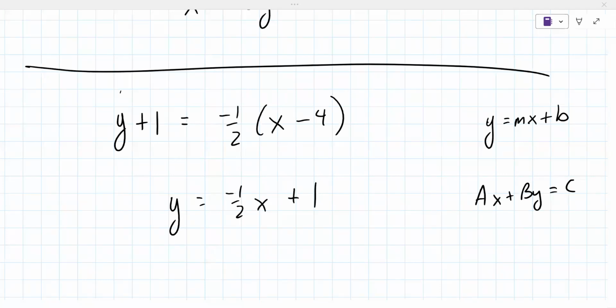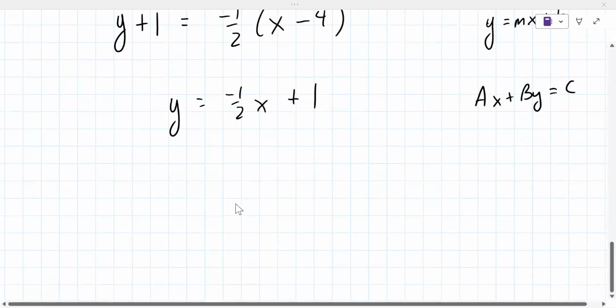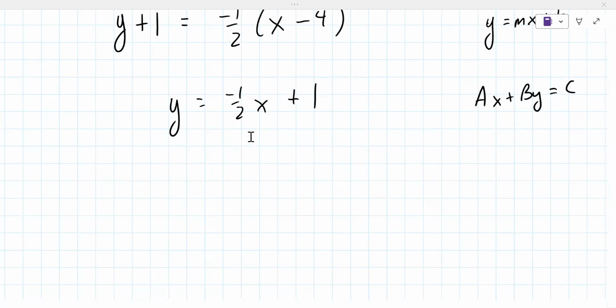You have the final answer for me? Yeah, negative 1x minus 2y equals negative 2. Okay, so let's work through this. This one's a little bit different. You have to add 1/2 x to both sides.